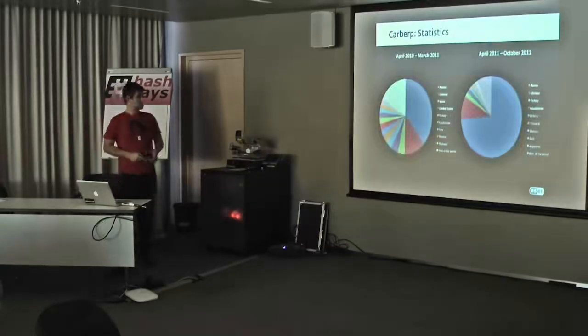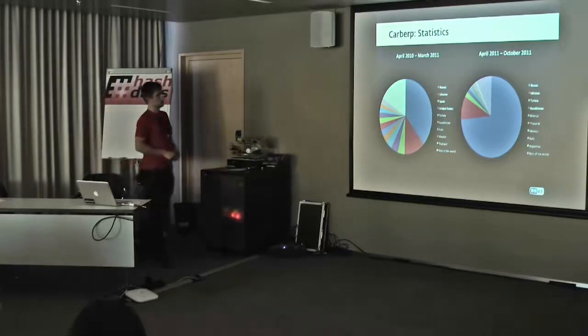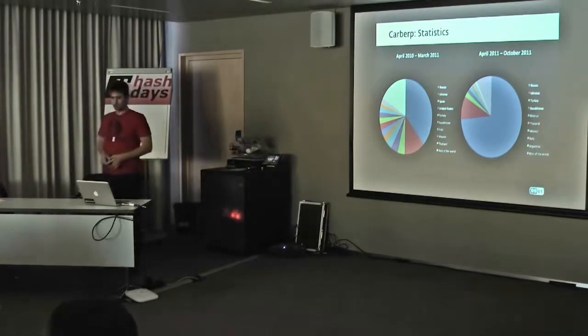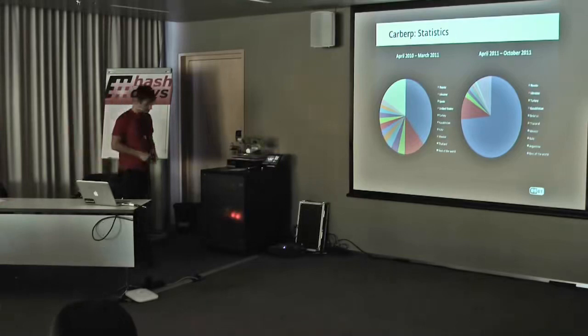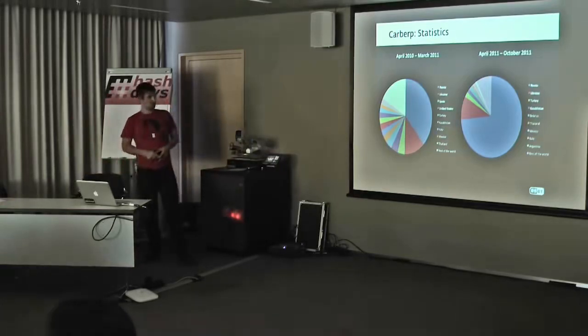So statistics, there are two pie charts this time. The last time I did a presentation on Carberp, this is the chart I used, and again, Russia is in the first place, followed by Ukraine. But the point I was making is that this time, Carberp attackers are expanding and attacking more globally. Ukraine is followed by Spain and then United States. So it's not only focusing on the Russian-speaking region.